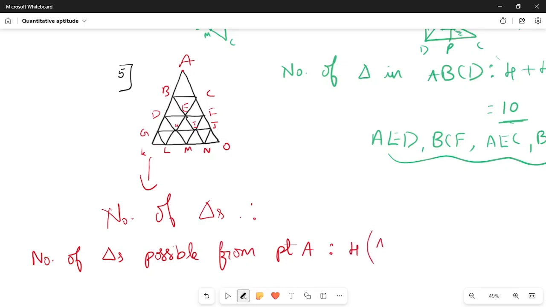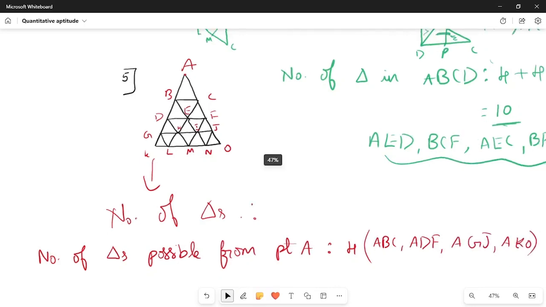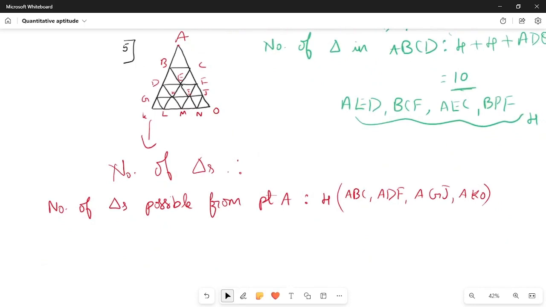If you want, I'll name them: ABC, ADF, AGJ and AKO. So there are 4 triangles from point A. Similarly, I'll count the number of triangles from point B. From here one triangle is BDE.